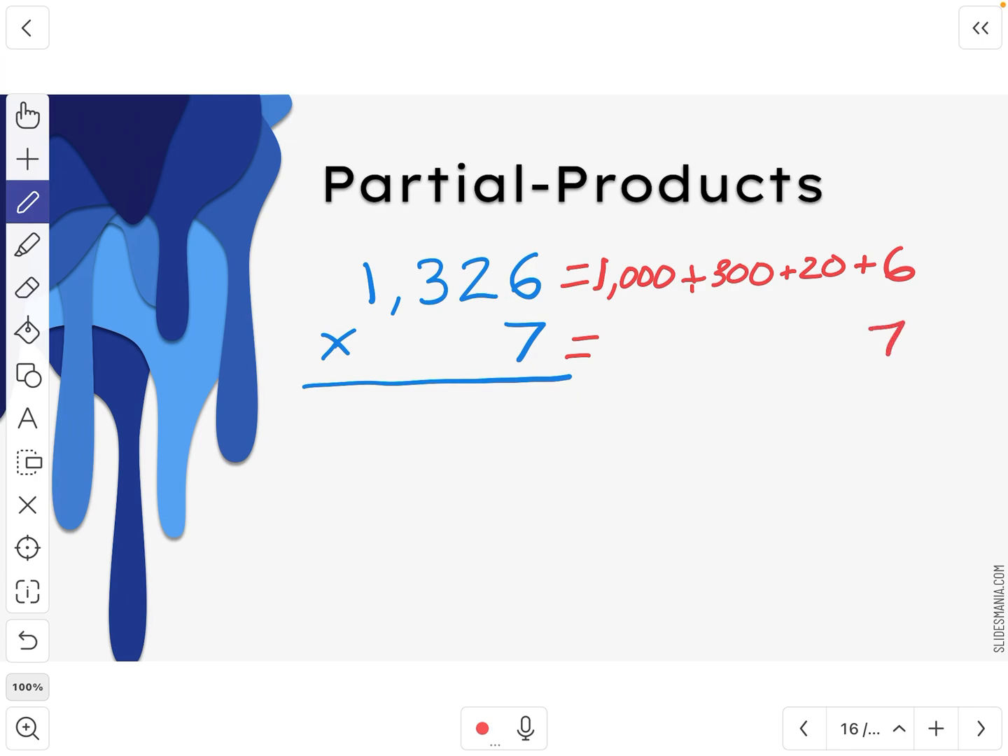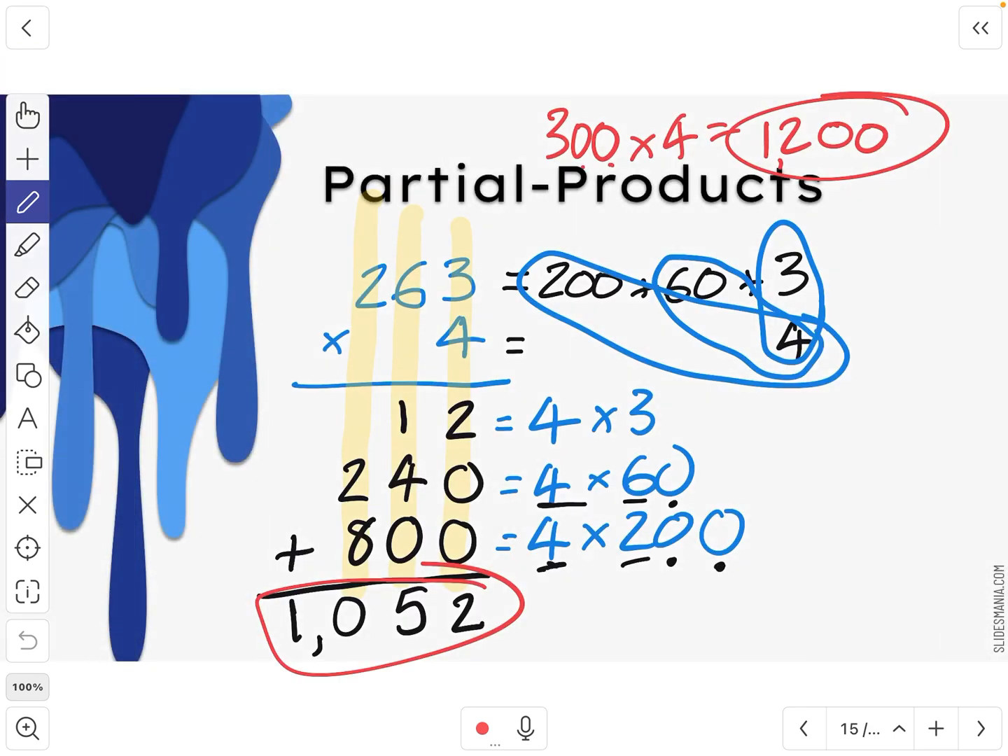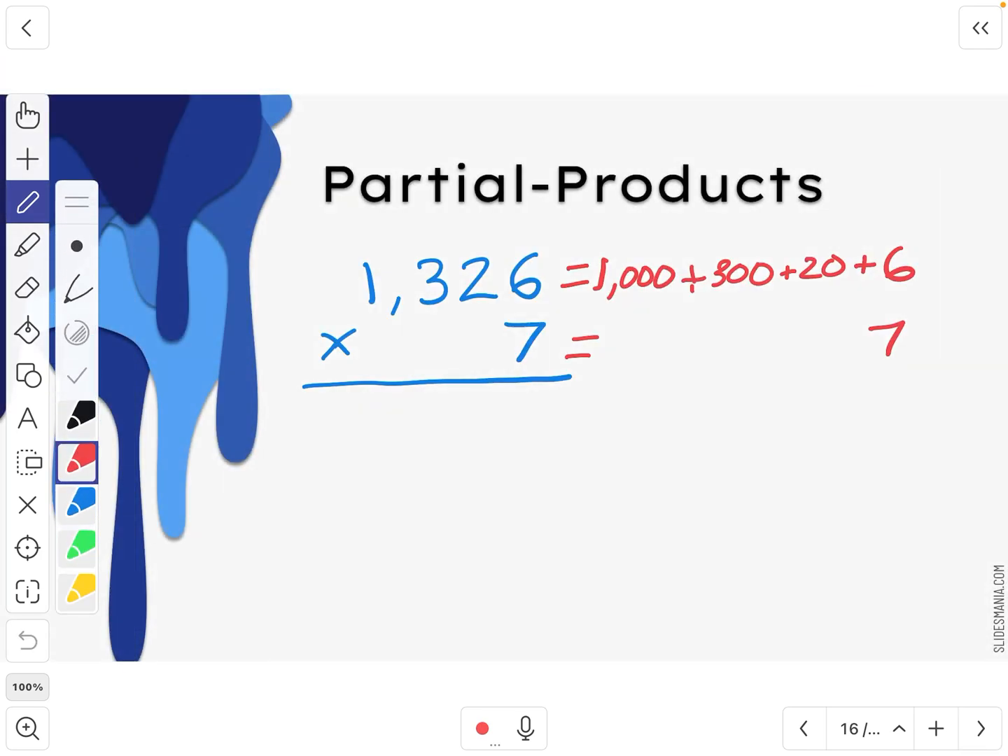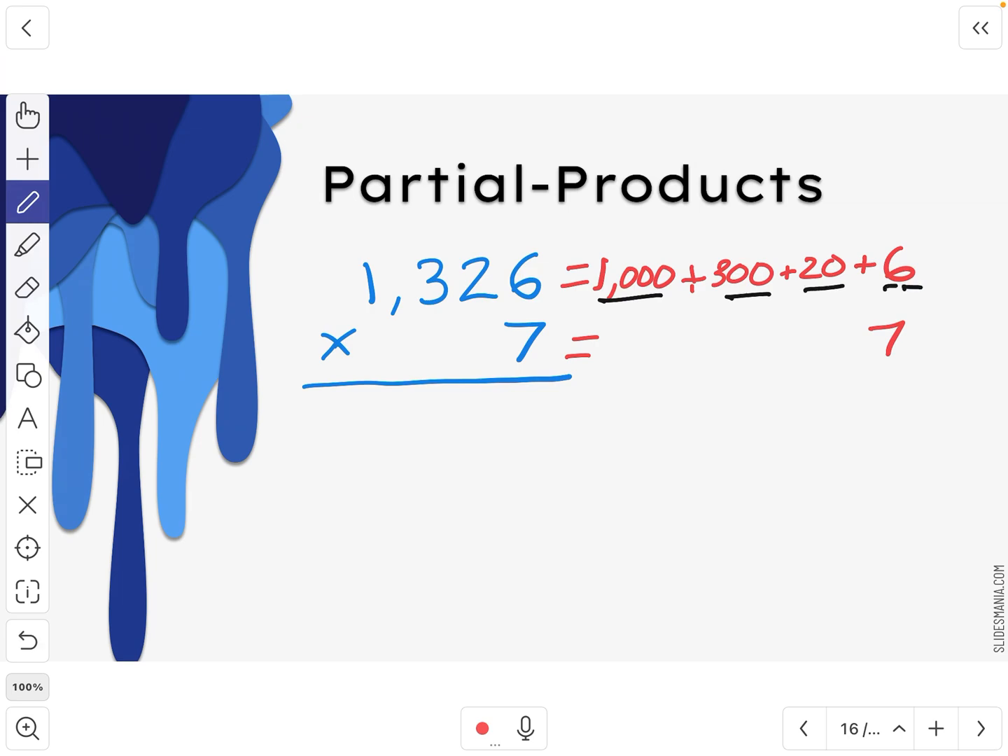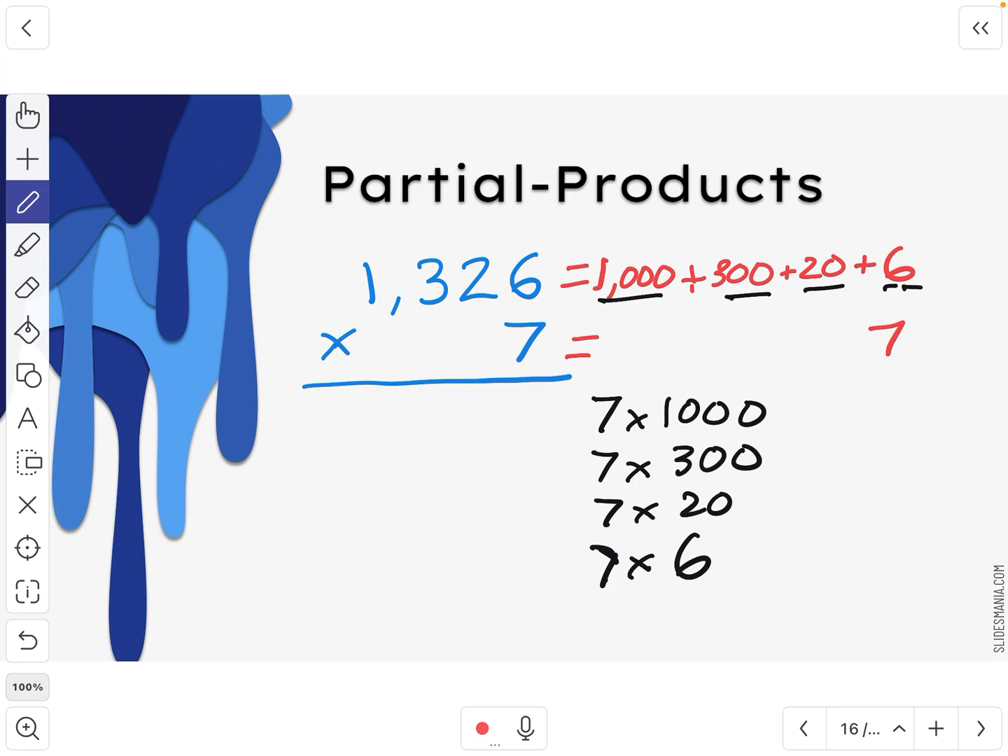Well, remember on the last problem how we ended up writing the 4 3 times because there were 3 things we were going to multiply it by? Well, this time it's a little different because now we have 1, 2, 3, 4 things we're going to multiply the 7 by. So to get 7 times 1,326, we're going to multiply 7 times 1,000, 7 times 300, 7 times 20, 7 times 6. So there are 4 partial products. I'm going to put little equal signs here, and then I'm going to do that handy thing.